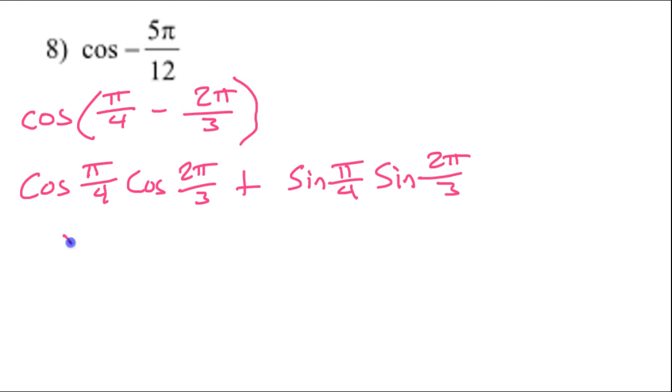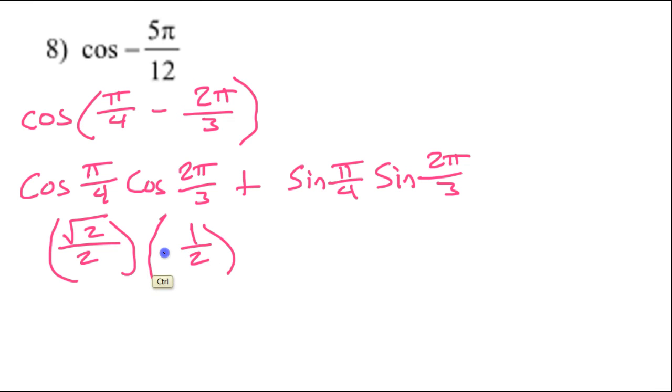Cosine of pi over 4, that is radical 2 over 2. Cosine of 2 pi over 3. Well, the reference angle is pi over 3, so let's start with that. The cosine of pi over 3 is 1/2. So it's just a matter of, will it be positive 1/2 or negative 1/2? Well, 2 pi over 3 is right here in the second quadrant. Cosine is negative over there because it's an x value, it's to the left. So negative 1/2 it is.